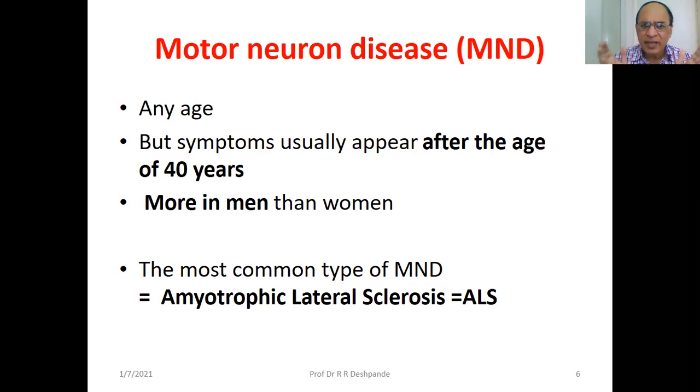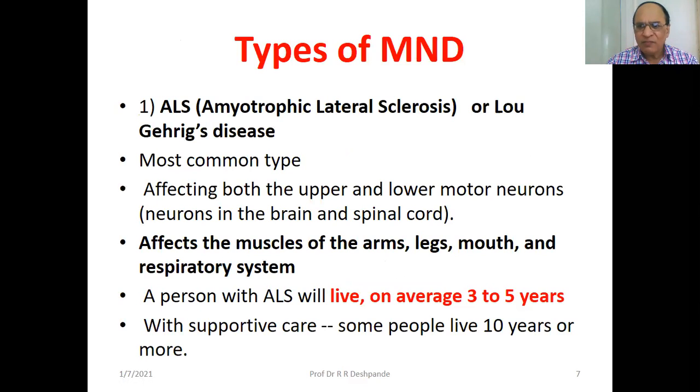This disease can occur at any age, but the symptoms usually occur after the age of 40 years, more in the male gender than the female. The most common type of motor neuron disease, MND, is, what is the name? Can you see the cursor? Amyotrophic lateral sclerosis, ALS. There are four or five types of MND, but this is the commonest, amyotrophic lateral sclerosis, which is also called Lou Gehrig's disease. This is the most common.